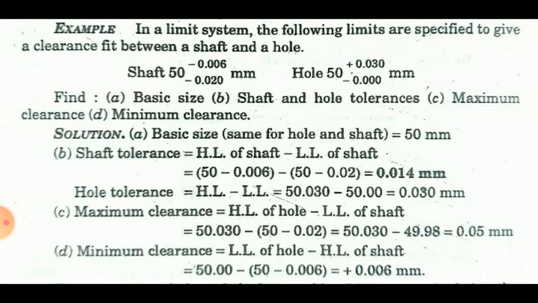So we can calculate this. So that will be equal to 0.05 mm. Then minimum clearance, that we have to find out. Minimum clearance means it is the lower limit of the hole minus the higher limit of the shaft, that is the allowance. So the lower limit of the hole, that we have already calculated, is 50, and the higher limit of the shaft is 50 minus 0.006, so that will be equal to plus 0.006 mm.